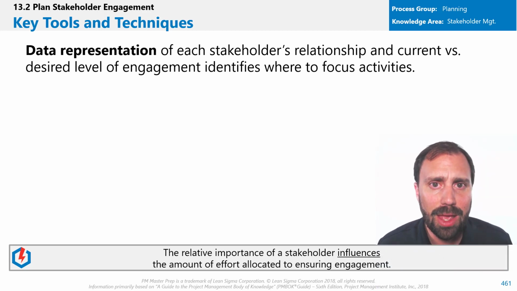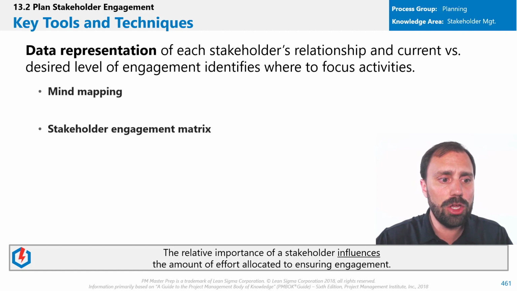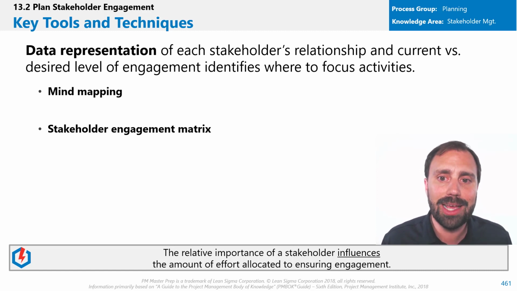And the way we do that is we're going to use a couple different techniques. We're going to do mind mapping, and I'll show you, and we're going to use stakeholder engagement matrices. Really, really clean, clear, easy to do things. And the reason why we're doing this is we need to understand stakeholder relationships as they evolve through the processes, and we need to understand our current versus desired engagement, okay?